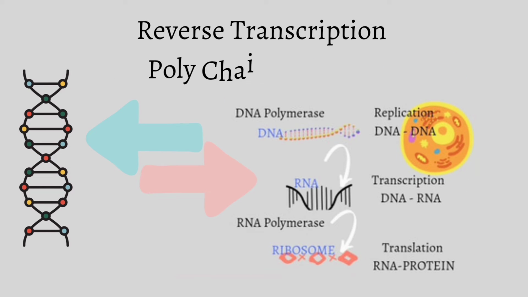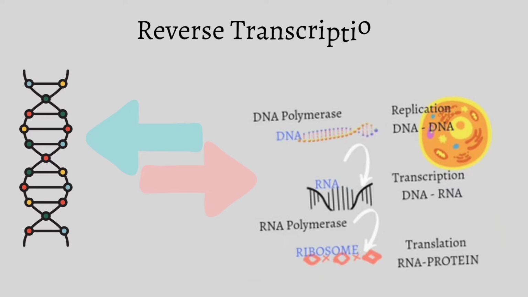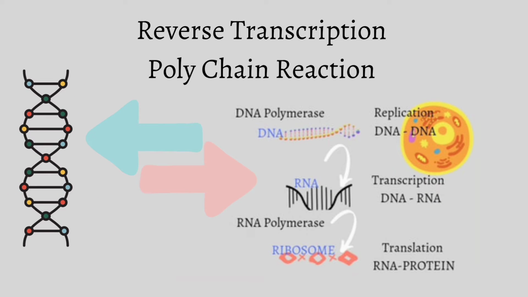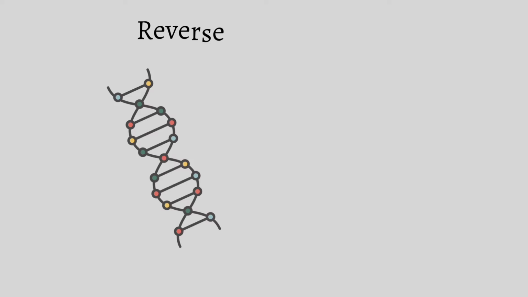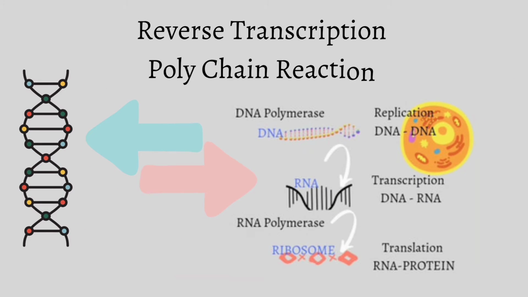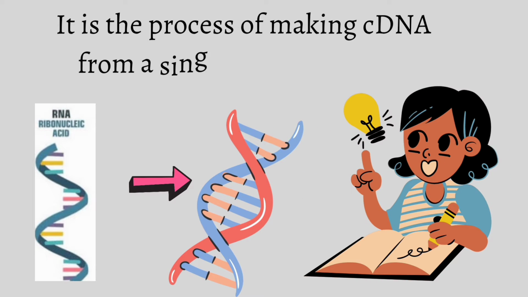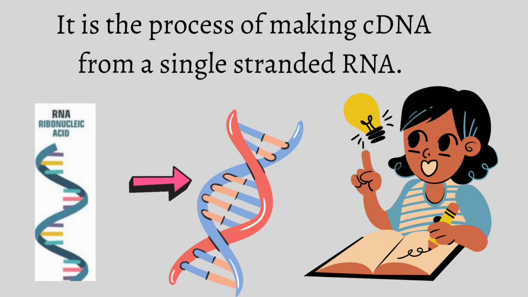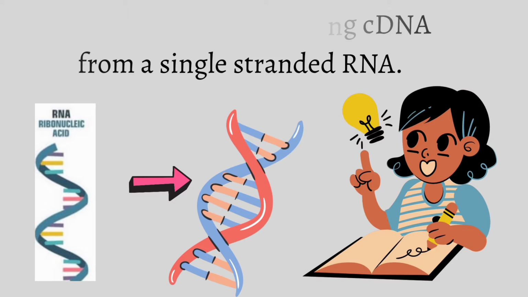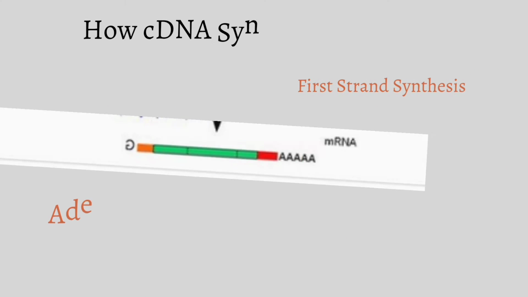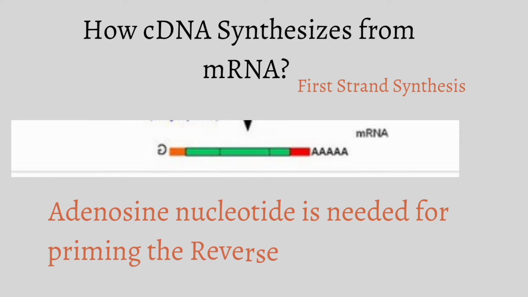Today, in our topic RT-PCR, we are going to take the messenger RNA as seen in this flow of information by using reverse transcription that converts it back to DNA. But first, what is reverse transcription? It is the process of making complementary DNA or cDNA from a single-stranded RNA. How does cDNA synthesize from mRNA?